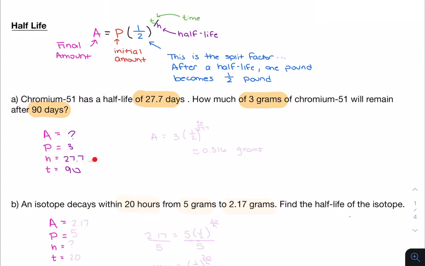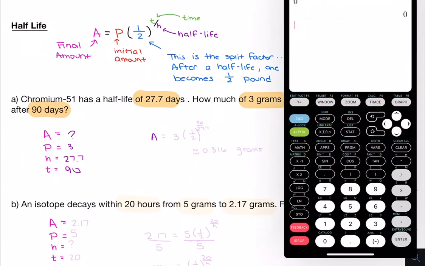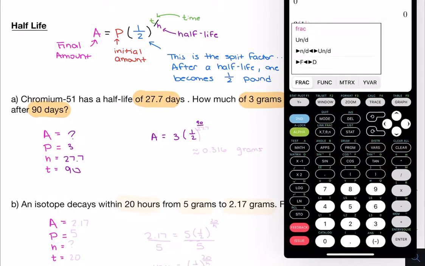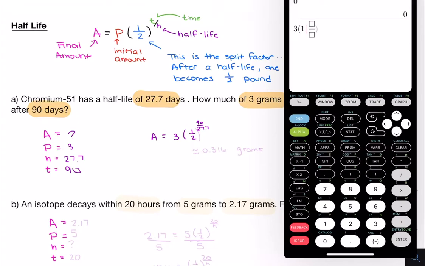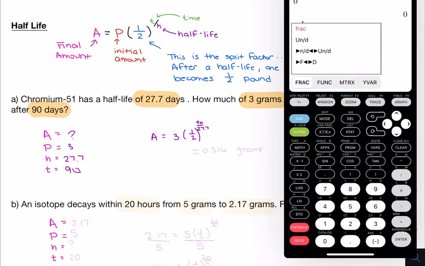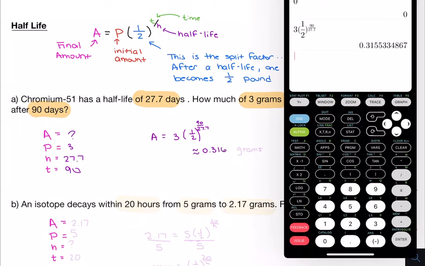So let's just plug this into the formula. So we're going to have A is equal to 3 times 1/2 to the 90 over 27.7. And let's put this into our calculator. Remember that to get to the little fraction, you can hit second alpha y equals and click enter. And this is approximately equal to 0.316. So the first one wasn't too bad.